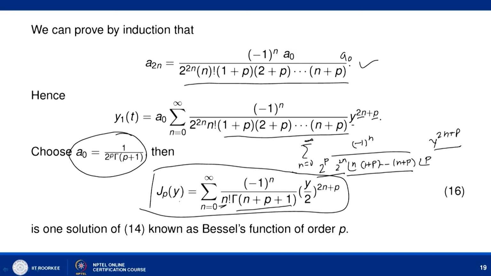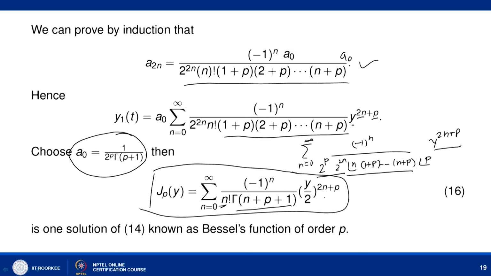So, here using the value of A naught as this, we have the expression for J_p(y) given as this: sum n equal to 0 to infinity, minus 1 to power n divided by factorial n gamma n plus p plus 1, (y/2) to power 2n plus p. So, this is the expression for Bessel's function of order p, and this value A naught which we have taken we can obtain using the orthogonal property of Bessel's function. When we study this Bessel's function of order p, there you can understand how to find out this A naught value. Since it is valid for any A naught, in particular if we take A naught as this value, then this will take a simpler form, which we are writing as Bessel function of order p.